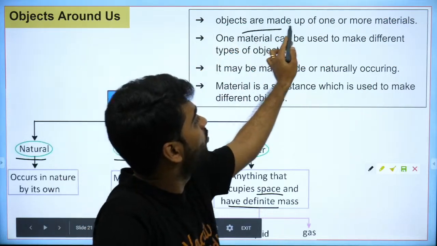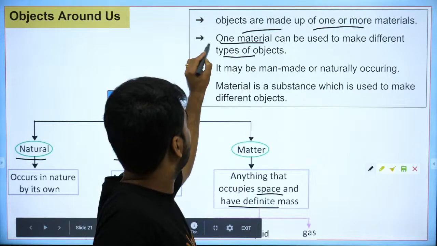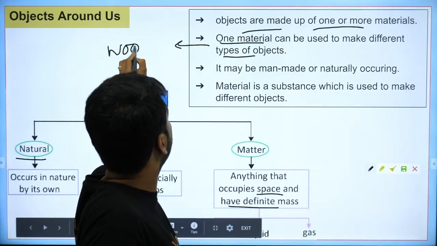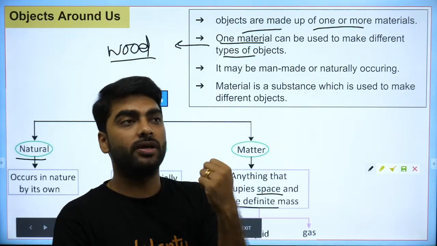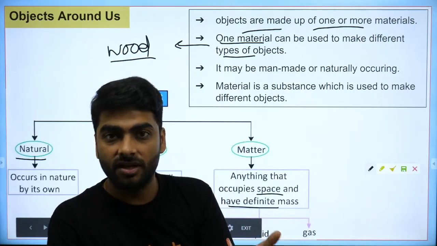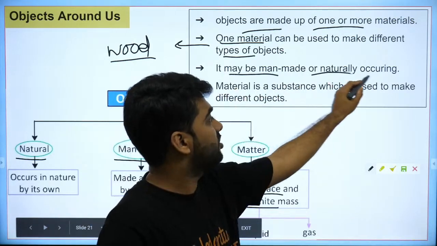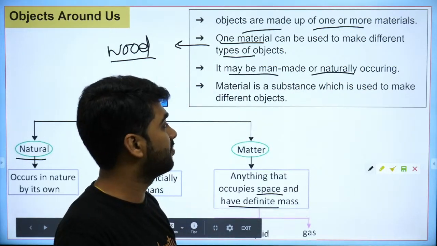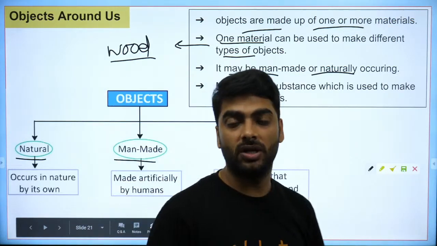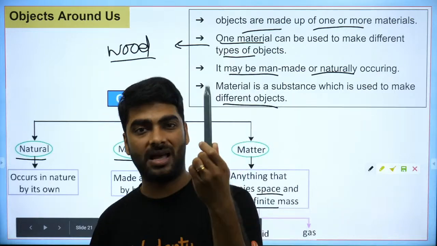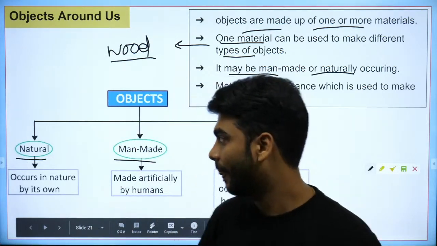Objects are made of one or more materials. One material can be used to make different types of objects, like wood. Wood can be used to make furniture. Wood can be used to make paper. Wood can be used to make handicrafts. There can be multiple items made out of wood. It can be man-made or naturally occurring. Material is a substance which is used to make different objects. So like this pen, it is made up of plastic. So the material over here is plastic, right?